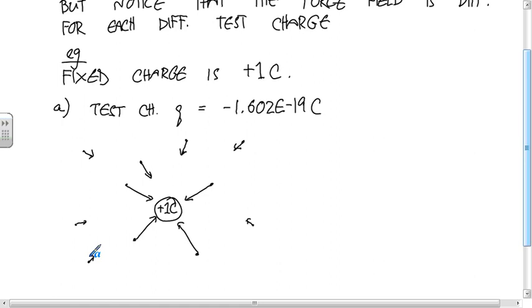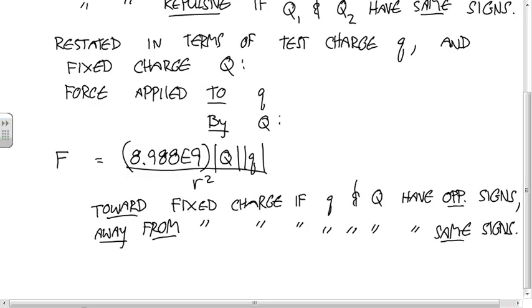Why is it getting smaller? Okay, so that goes back to this equation. The key is that no matter where you are, the fixed charge stays the same. The test charge stays the same. The only thing that changes is r, the distance between the two charges. And so as r gets bigger, this F gets smaller.